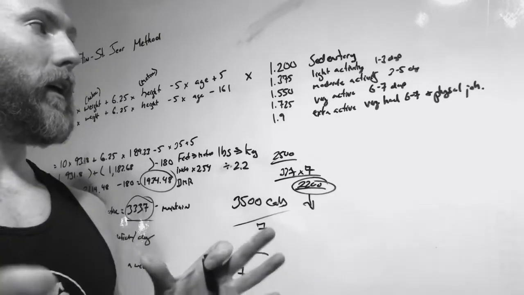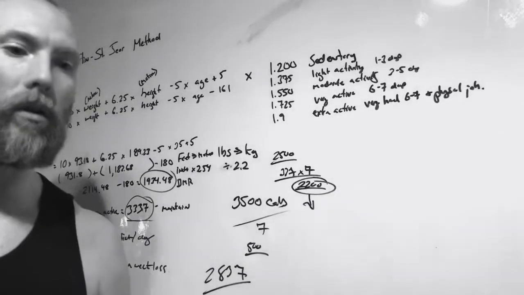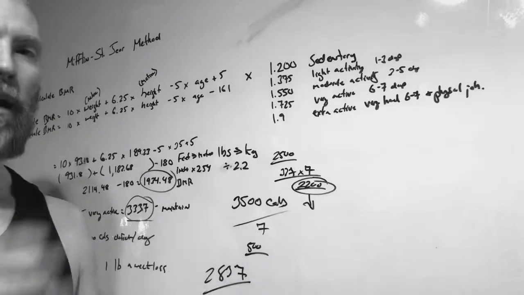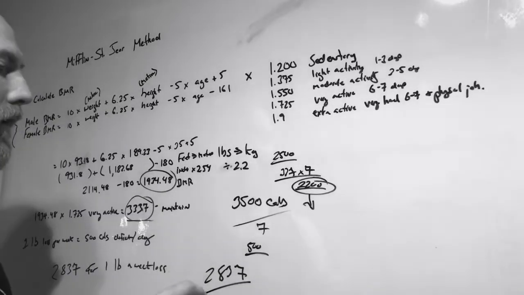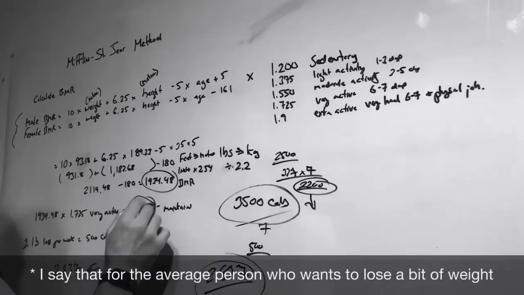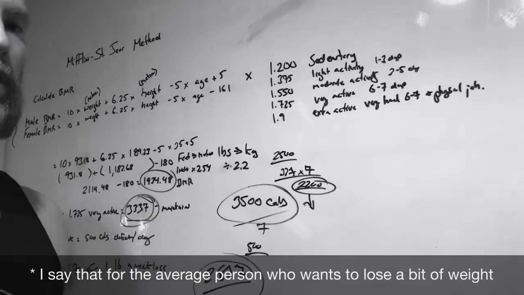So guys, I know there's a lot of numbers here, but it's the Mifflin equation. You can Google it. You don't need to count your macros. If we're looking to lose weight or gain weight, it's all about calories. Calories in versus calories out.